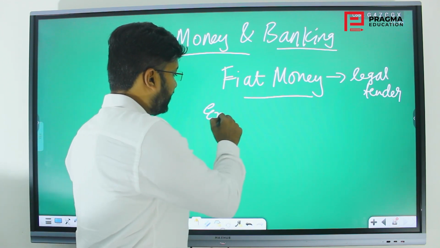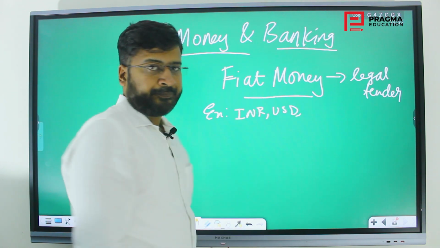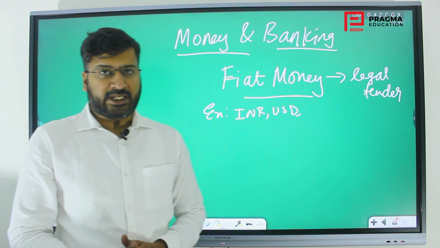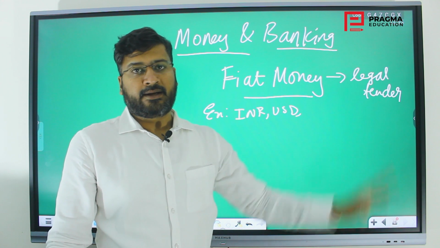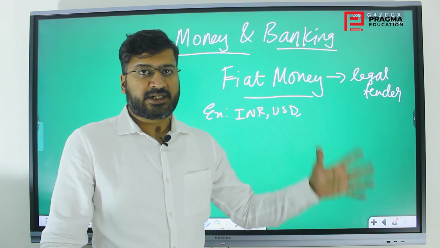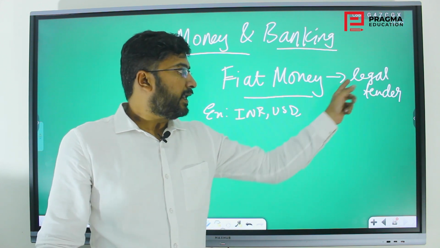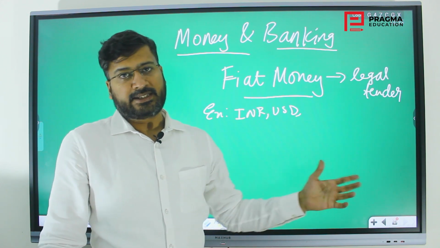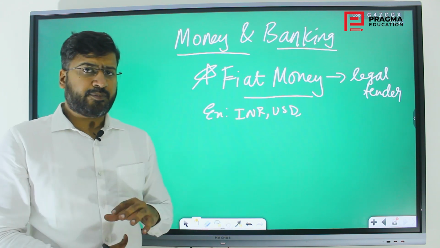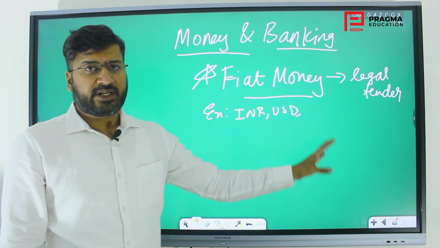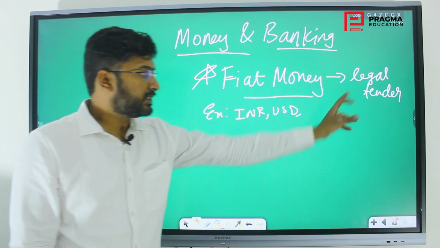What is the example of fiat money? Indian rupee, US dollar. This is all fiat money. It means it is authenticated, it is a legal tender, it is acknowledged by some country or some economy that is legally issuing that currency. That is what fiat money means. Don't forget this. This is one of the basic things, so that is why I am defining it here in the money and banking chapter. Fiat money is legal tender.